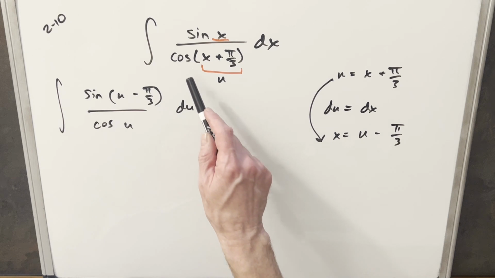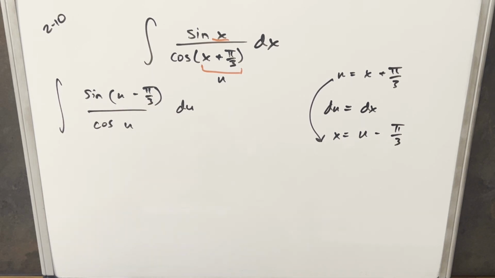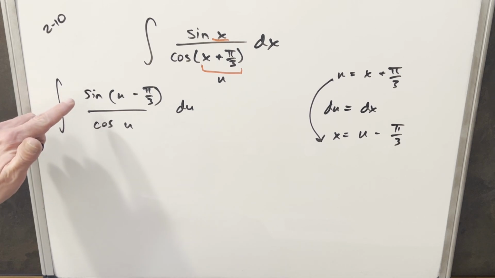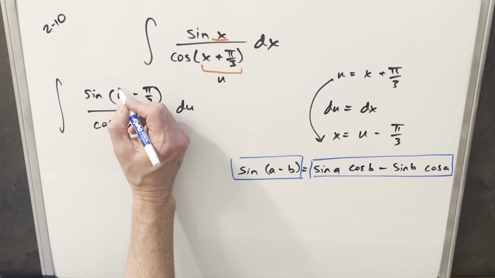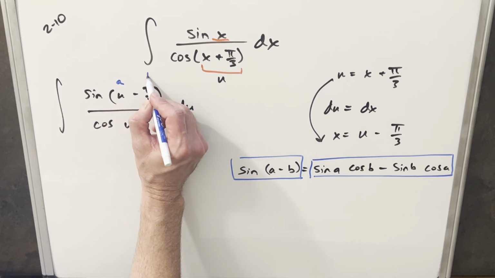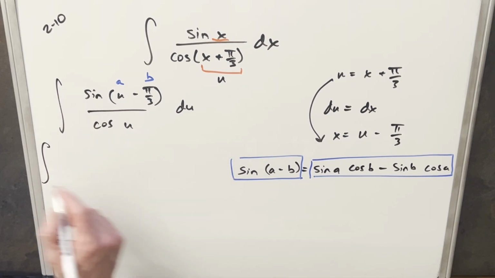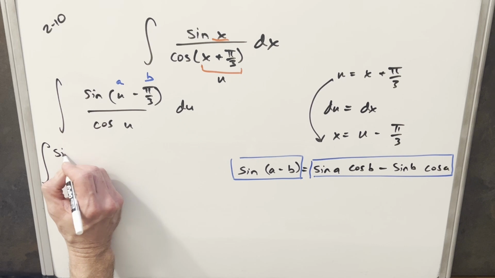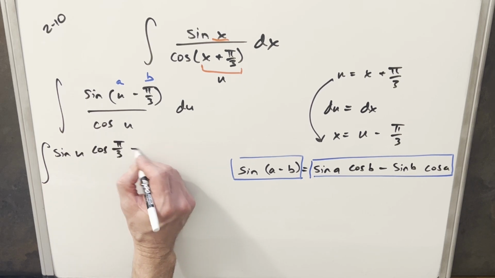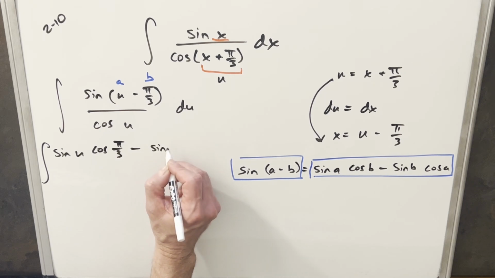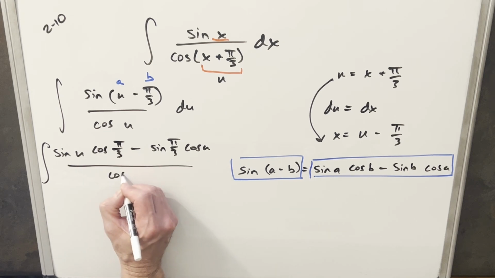But now I avoided the angle addition formula for cosine, but now we need to use angle difference on sine. So let's just look at the angle difference identity for sine. Okay, so we have our formula to use over here to the right. And so in this case, our u will be our a value and our b value is just going to be pi over 3. So what I'll do is just rewrite the numerator using this format. So we're going to have sine of u here, cosine pi over 3. And then we're going to have minus sine pi over 3 times cosine u. And this is going to be all over cosine of u.